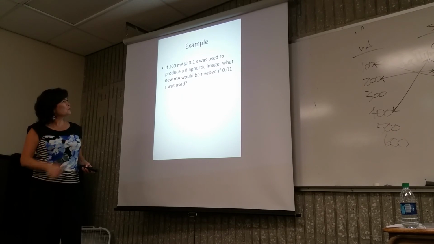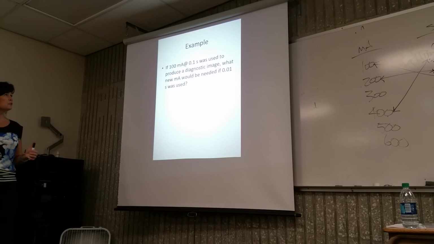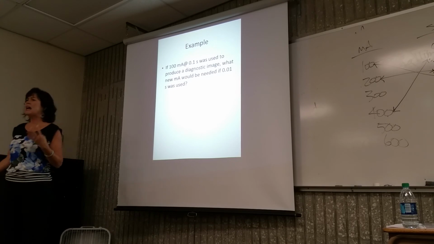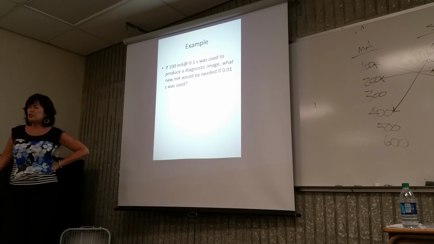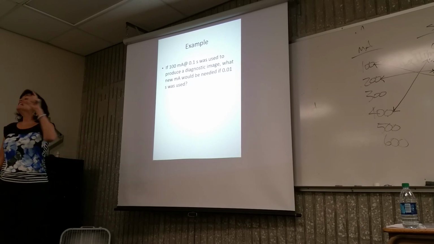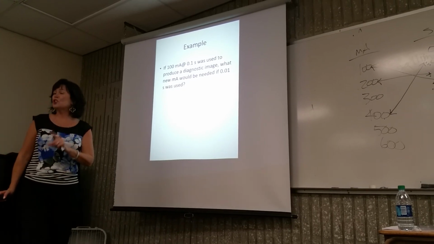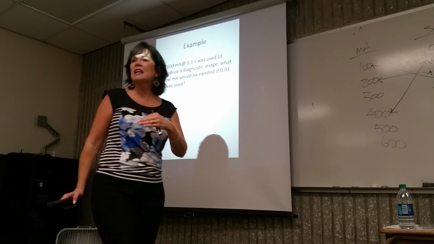Here's one. Okay, so this is the reciprocity law right here. This is reciprocity. If 100 MA at 0.1 second was used to produce a diagnostic image, what does that mean, a diagnostic image? What does that mean to you? Do we like it? Do we not? Okay, it's an image. It doesn't mean it's a perfect image. It means it's good enough for the radiologist to make a diagnosis from.